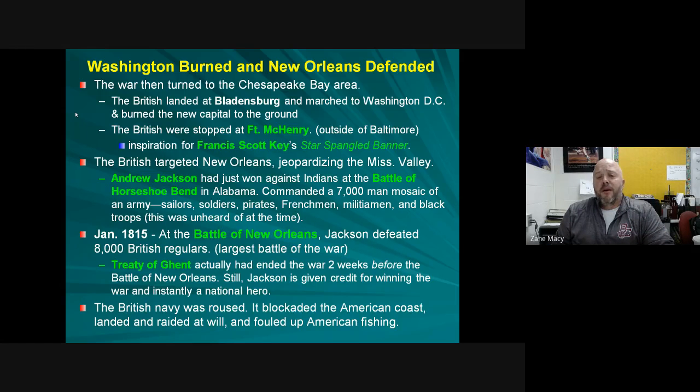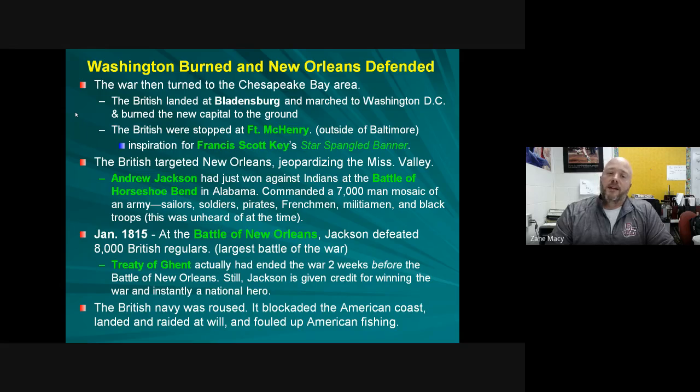The British end up landing at Bladensburg, and they march on Washington, D.C. Because our focus had been fighting in the north, Washington, D.C. wasn't as prepared maybe as it should have been, to protect our capital. The British end up taking Washington, D.C., and they burn our new capital to the ground.